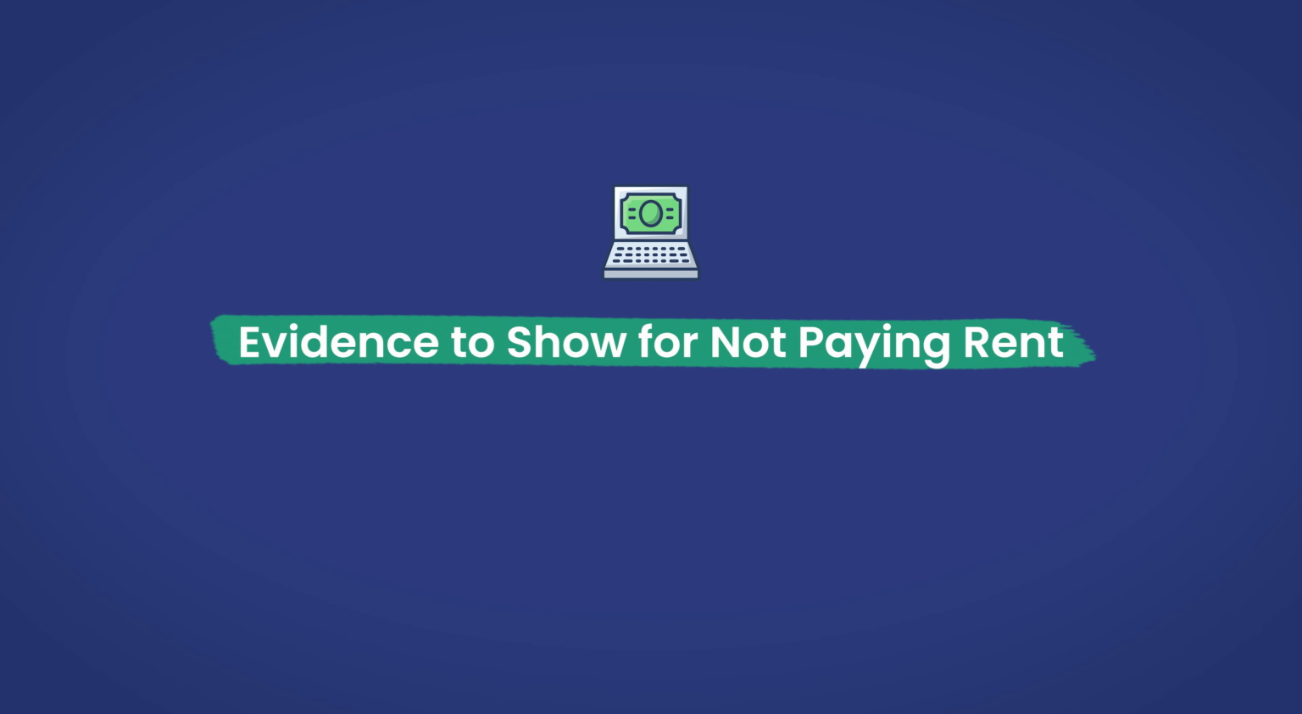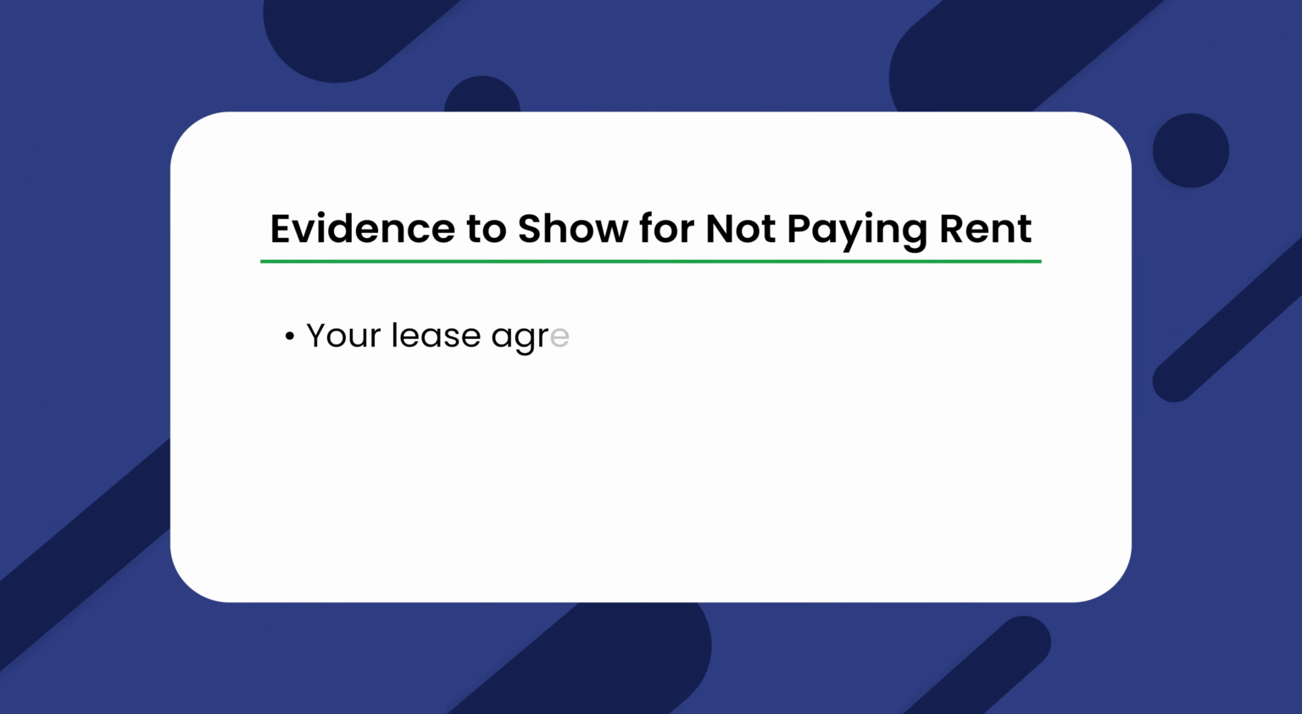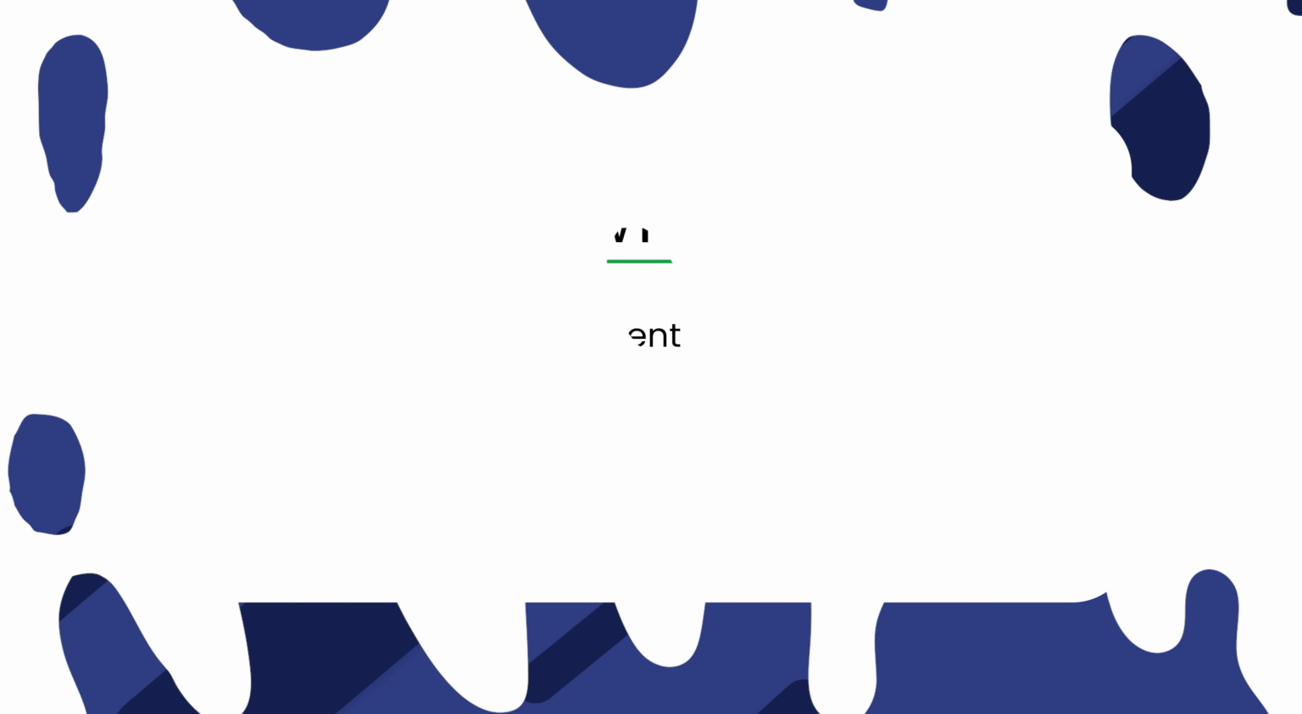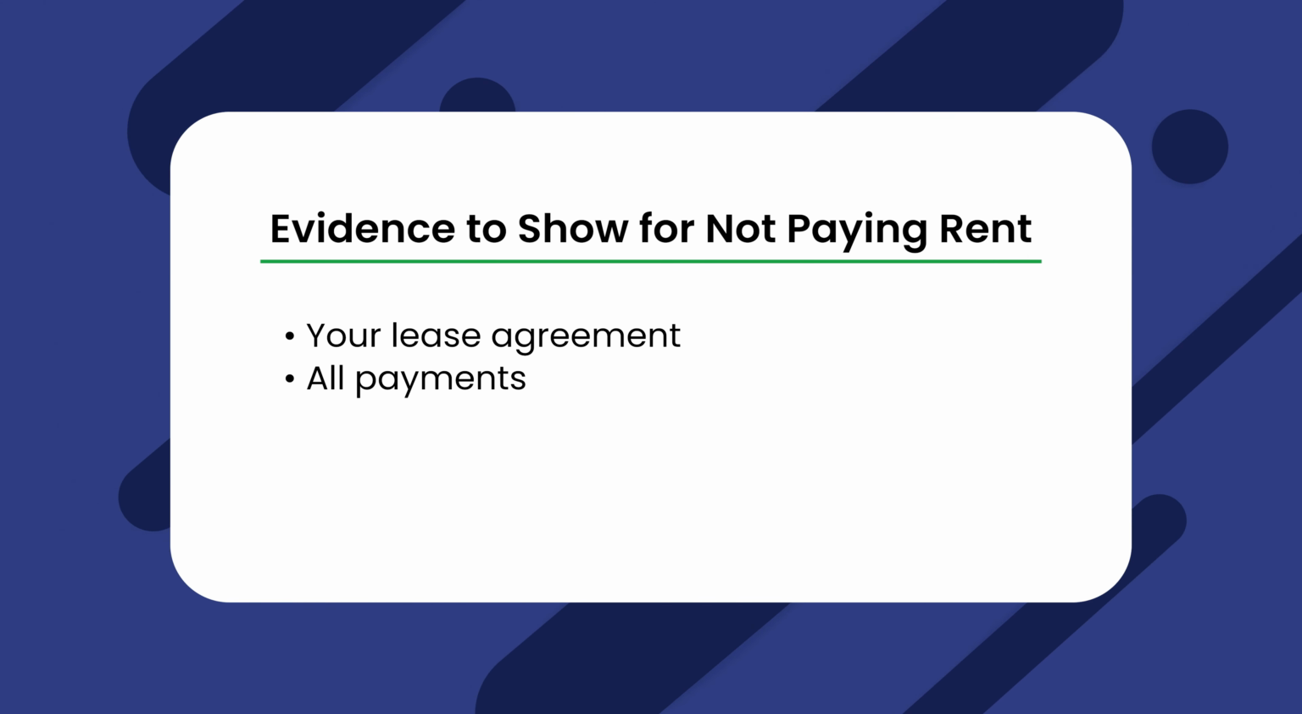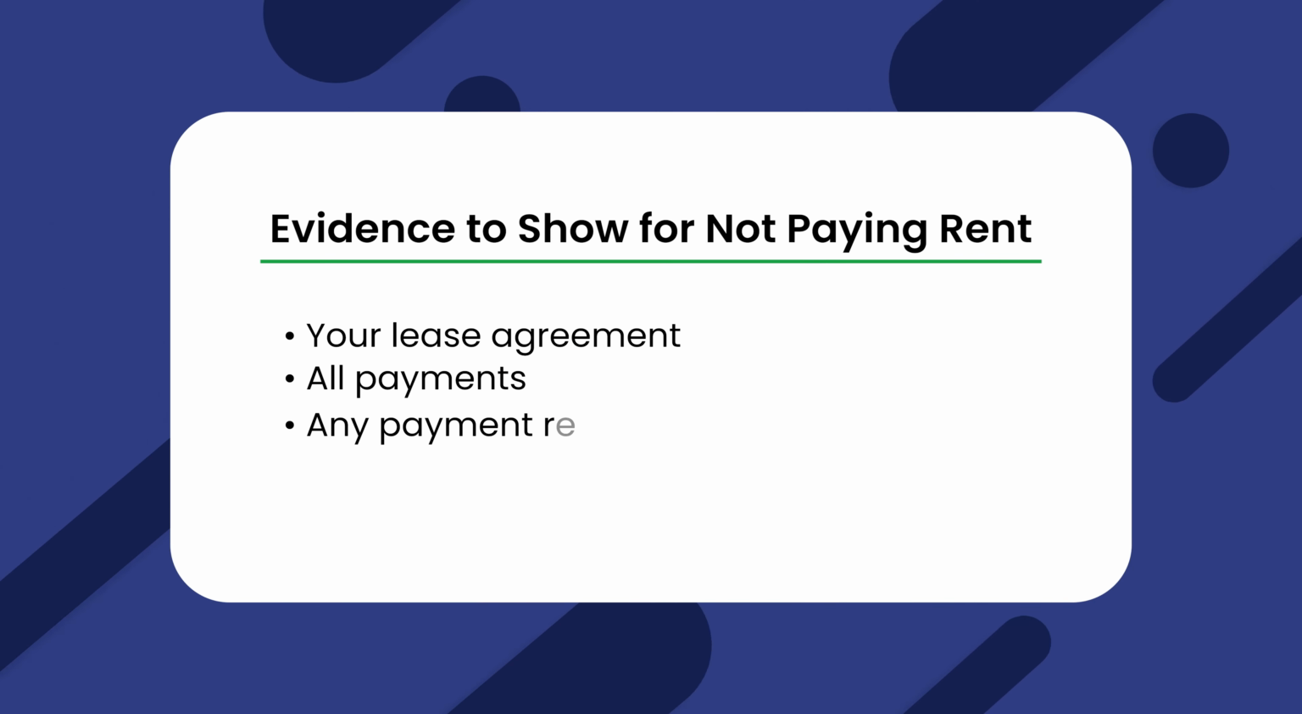Evidence to show for not paying rent. If the tenant doesn't pay rent and they dispute that claim, it's important that you show the judge the following. Your lease agreement, showing the terms of the agreement, when rent is due, and any penalties for late payment, can serve to show that the tenant was aware of the terms before committing the violation. All payments, showing all previous payments, how they were normally made, check, credit card, ACH, etc., and what date they were normally paid on. Any payment returns.